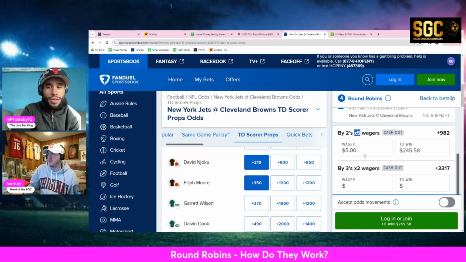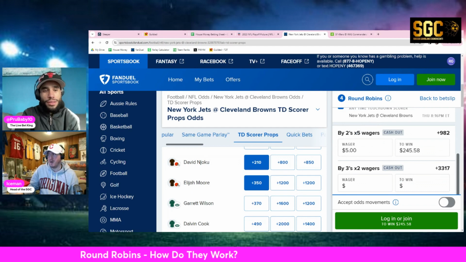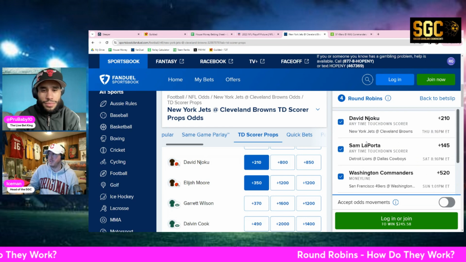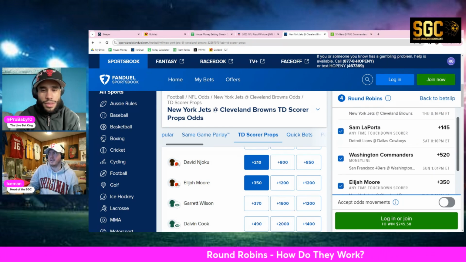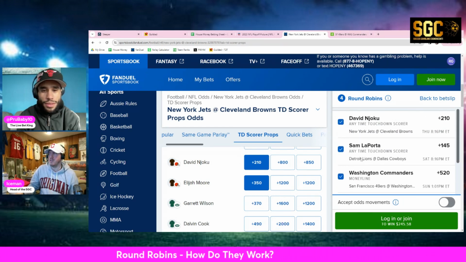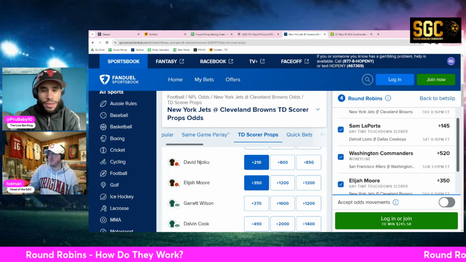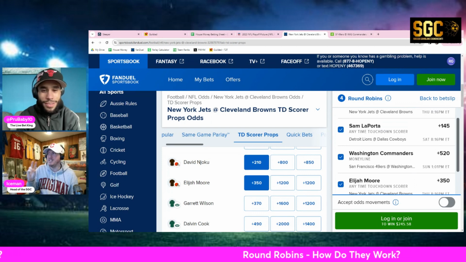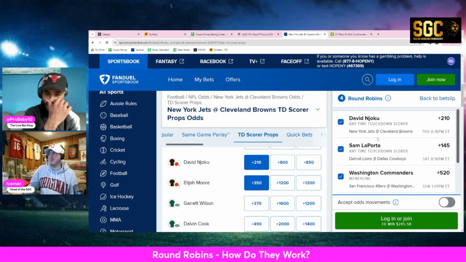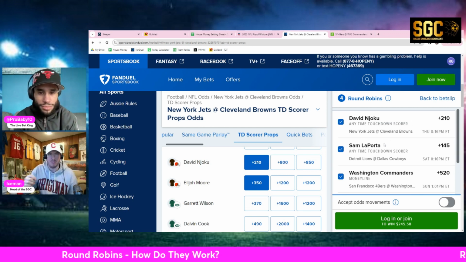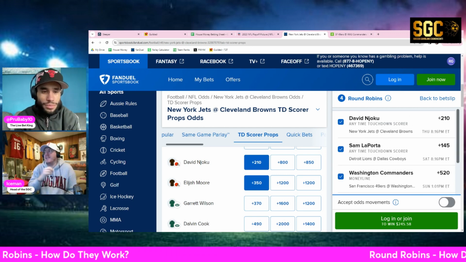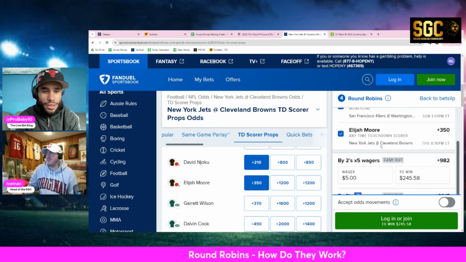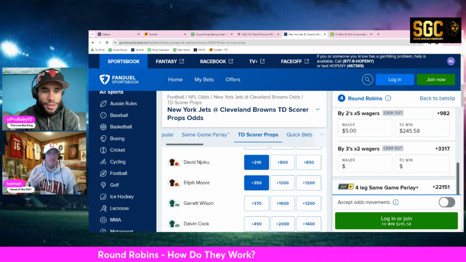Yep. By 3s, again, here you go. By 3s, you're only placing 2 wagers, but you've got 4 options. Again, you're taking these 3 at the top, you're taking these 3 at the bottom. That's your 2 wagers. You are not taking Elijah Moore, David Njoku, and Sam Laporta, or Njoku and Moore and Washington Commanders. With 4 options, by 3, you should have four bets.